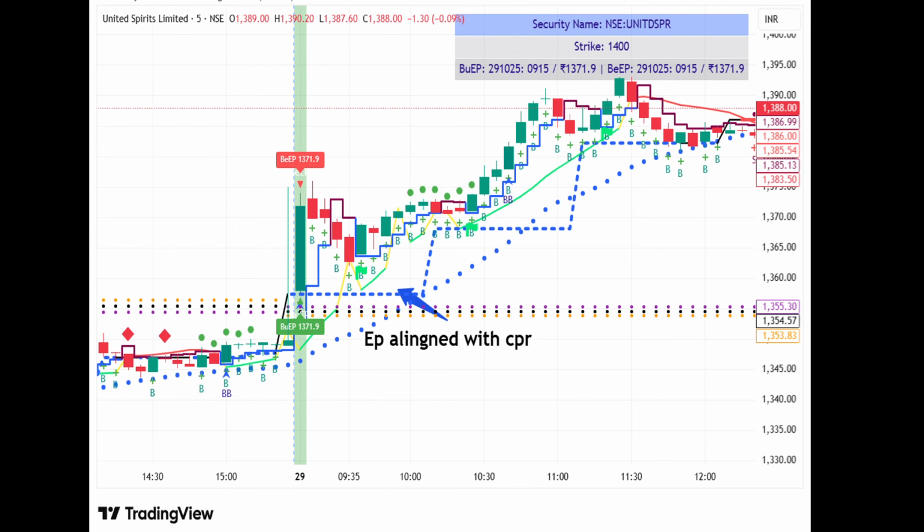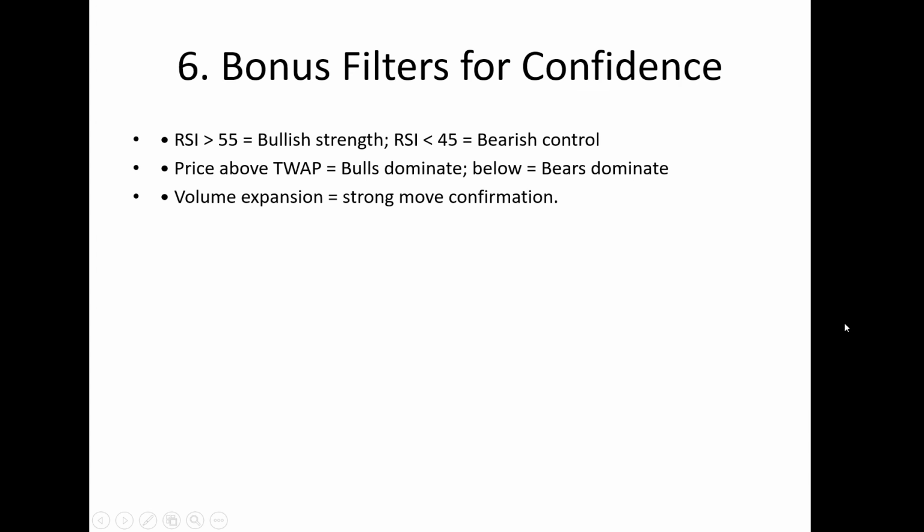Stocks also, even BPCL, HPCL, like that. See, bonus filters for confidence. You can use it, but I have stopped using the RSI and everything. I have stopped it because this is enough. This is sufficient for me. It is giving me everything.